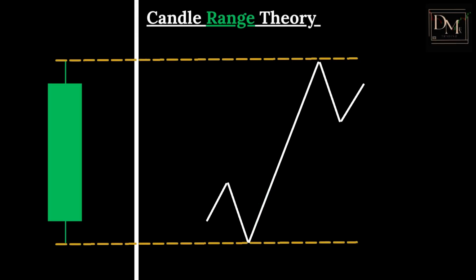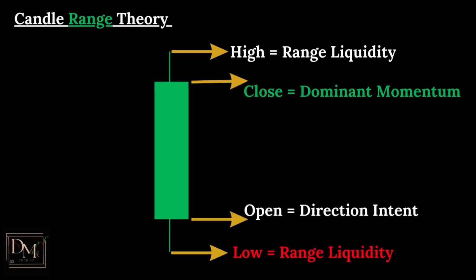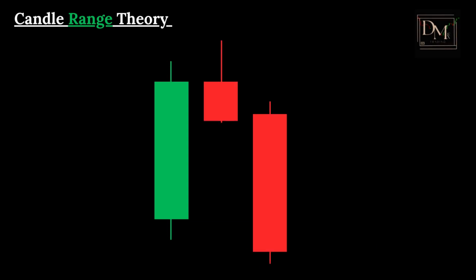It shows us that each individual candle, even just one, forms its own isolated range, holding within it internal liquidity, manipulation, and imbalance. This means every candle contains a high representing range liquidity, a low also representing range liquidity, an open revealing directional intent, and a close signaling a shift in momentum. But most importantly, these levels don't just reflect price, they attract price.